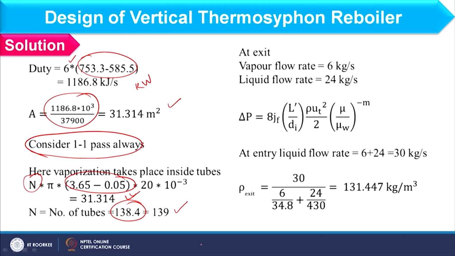As it has 1 pass only, whether the number of tubes is even or odd is immaterial. You have to consider the next value available. So here we have 139 tubes. Now, next we have to find the pressure drop.